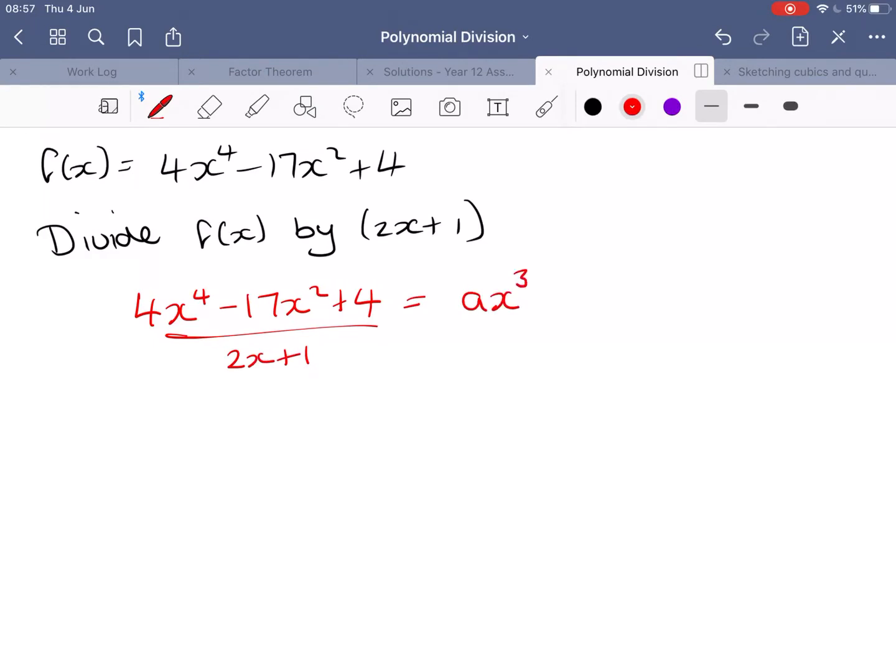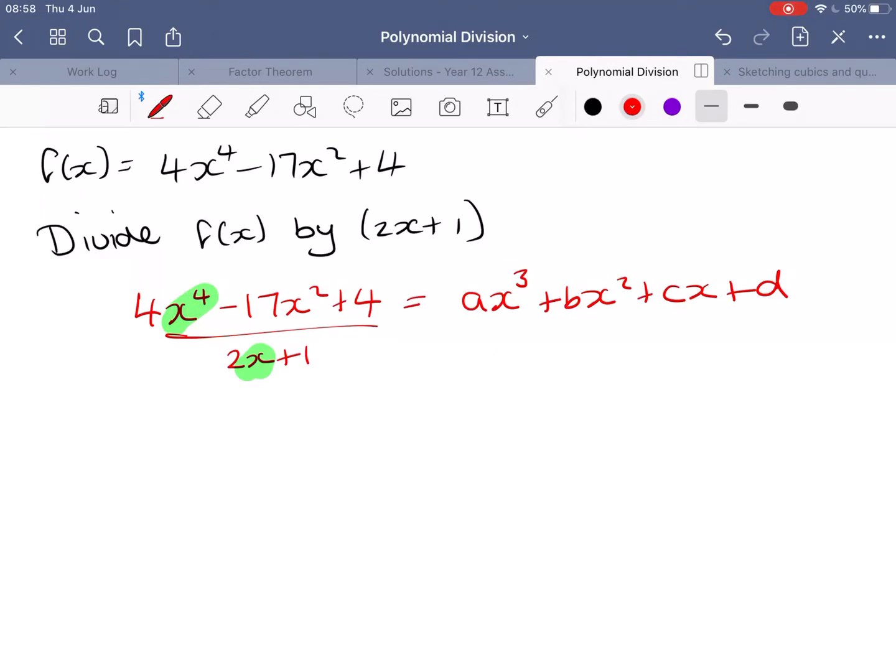Because if you want to know what power you're going to have in your answer, you take the highest power divided by the highest power in the denominator. And what's x to the 4 divided by x? That's going to be x cubed, okay? So we actually have ax cubed plus bx squared plus cx plus d.